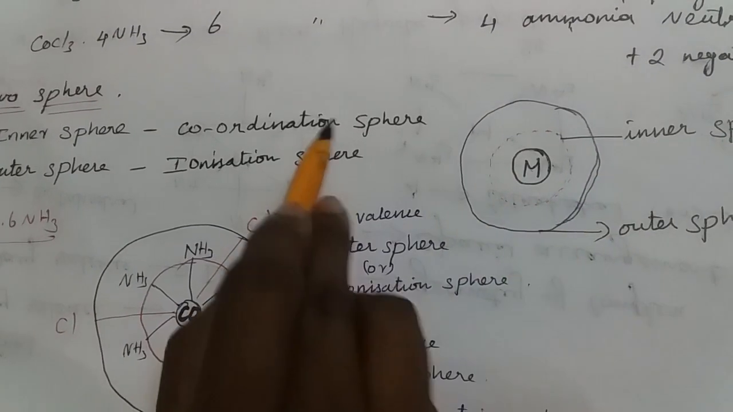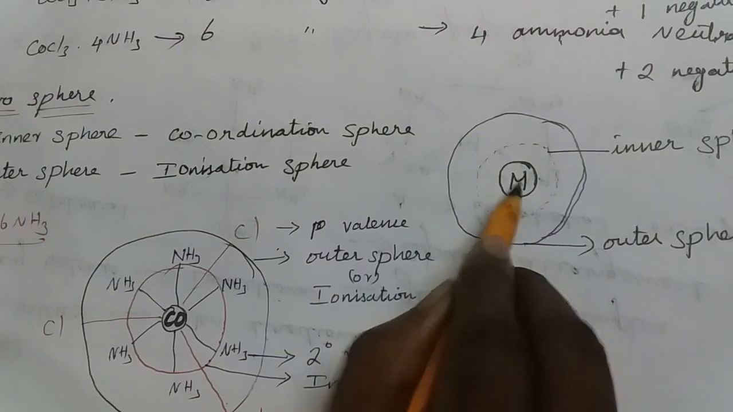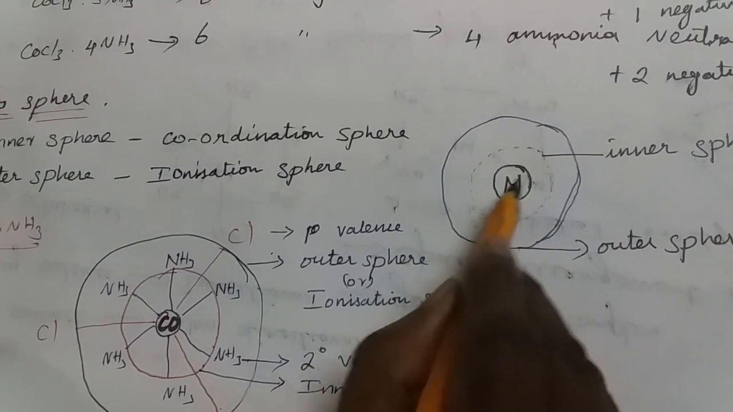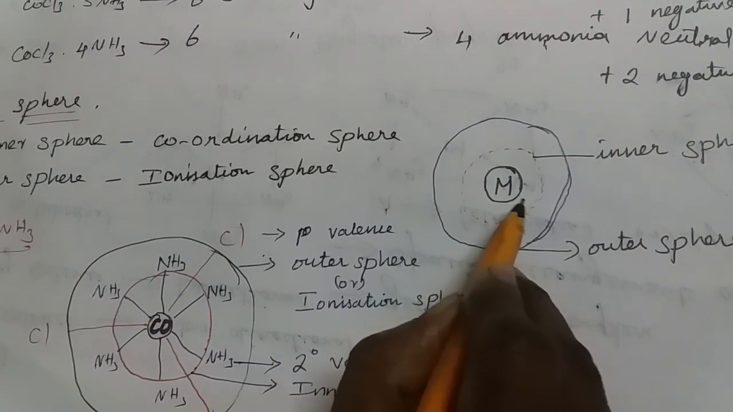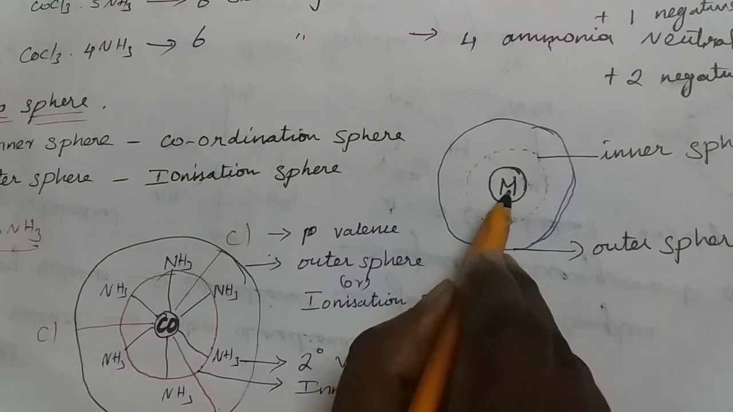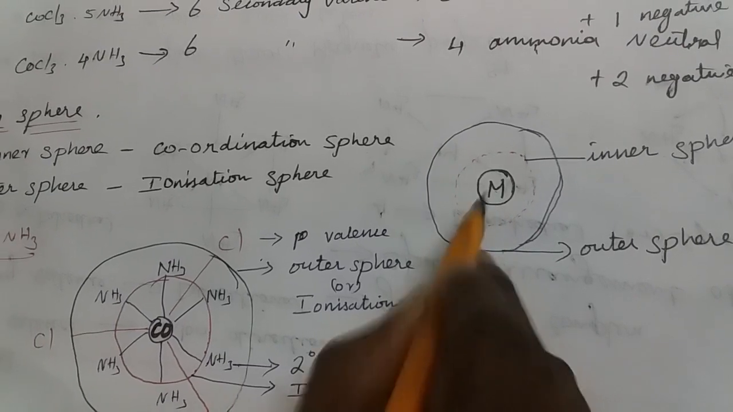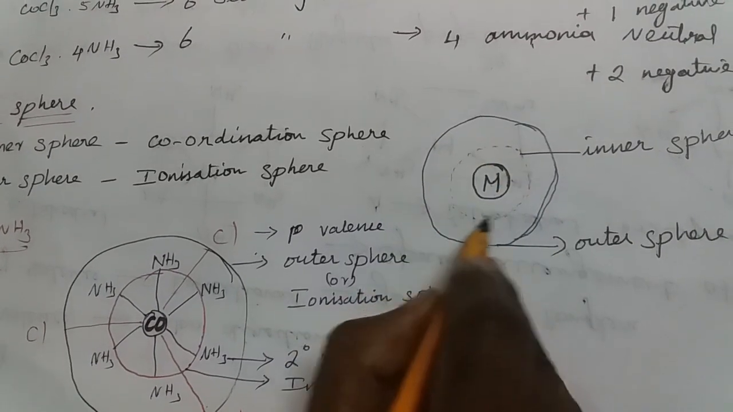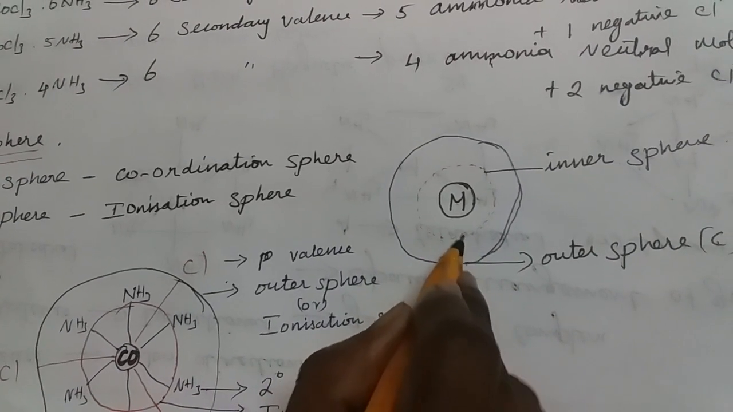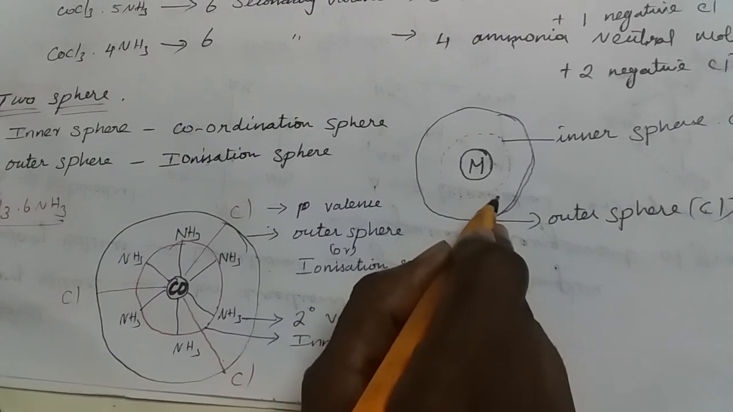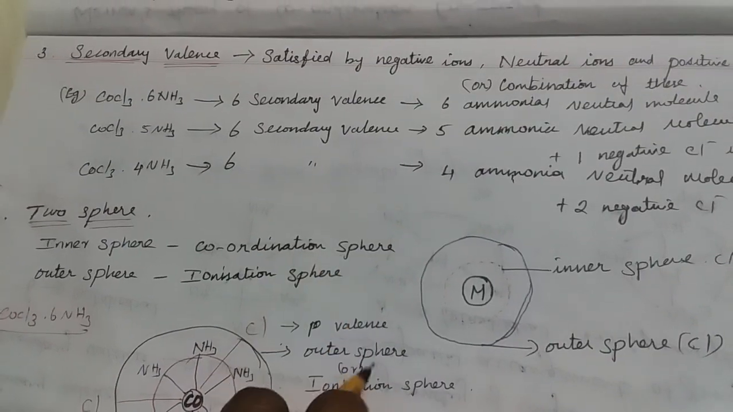Why do we call it like that? The inner sphere is closely packed to the metal. We can't split or remove the ions from the metal easily. Right? They are firmly attached to the metal. So we call it the coordination sphere. We know already that the coordination sphere cannot split, cannot give simple ions, only complex ions. That's why the inner sphere is called the coordination sphere.